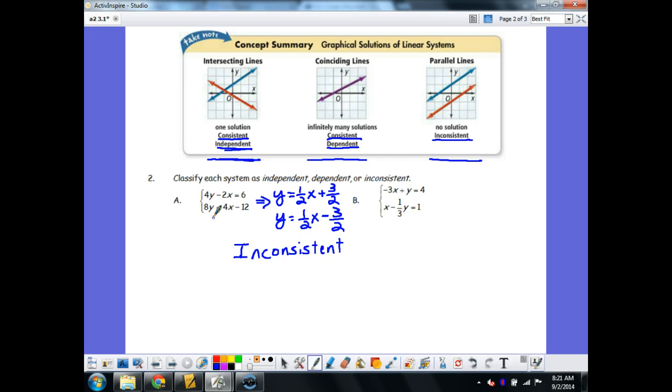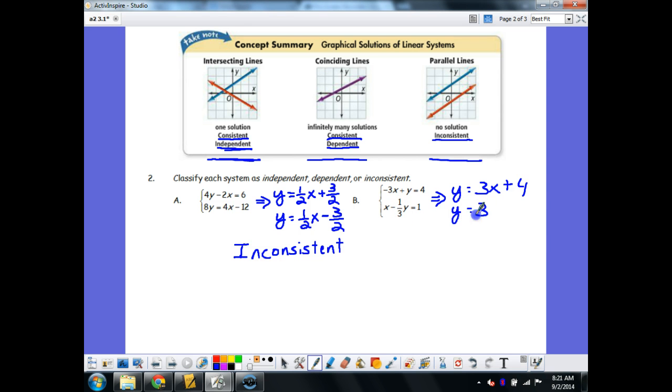Now in B, again, we can do the same thing. We can solve the top one for y. Pretty easy to do. We just add 3x to both sides. So the top line has a slope of 3 and a y-intercept of 0, 4. And solving the bottom one for y, we would subtract the x and then multiply by -3 to get the y by itself. Good catch, those of you who caught that.